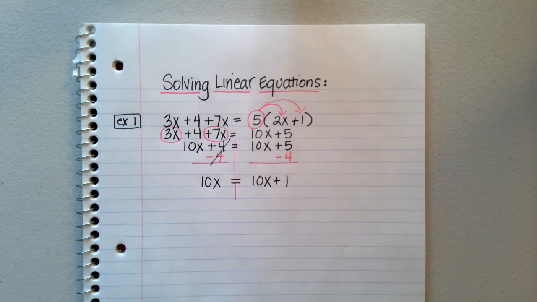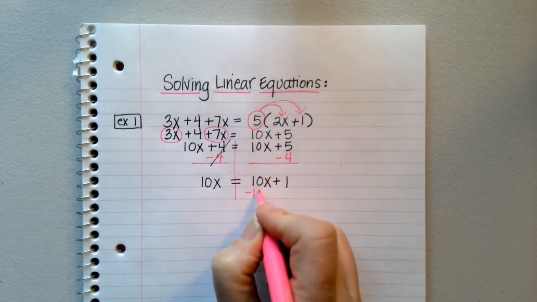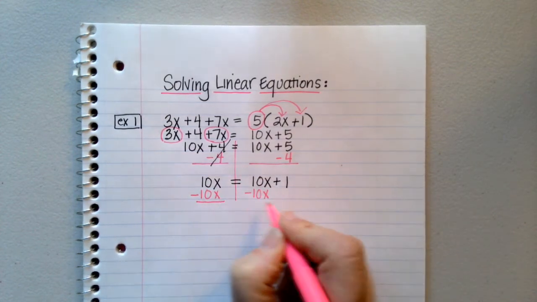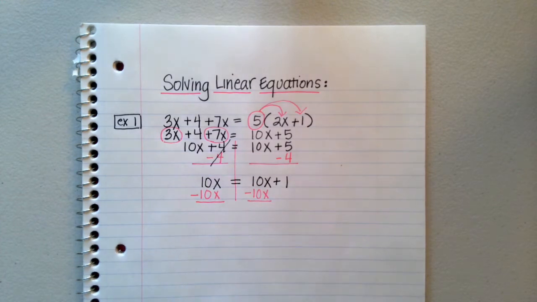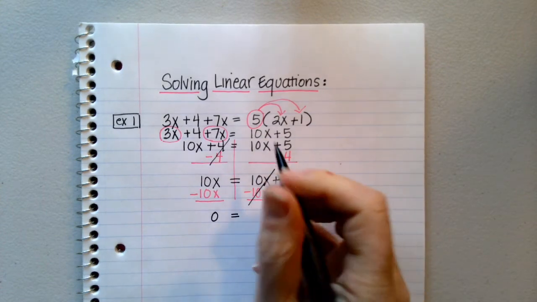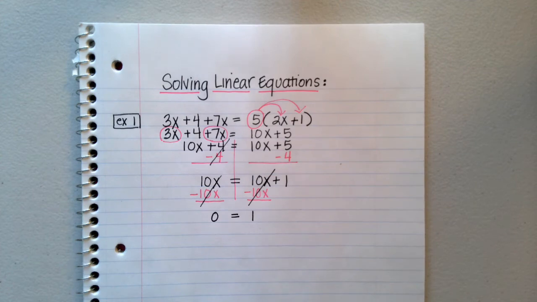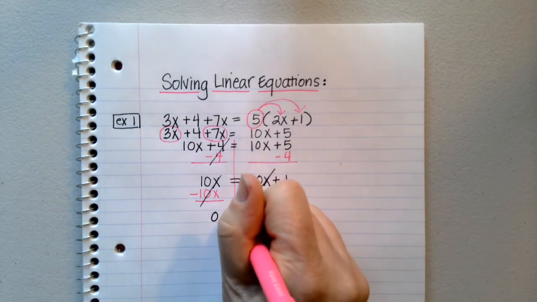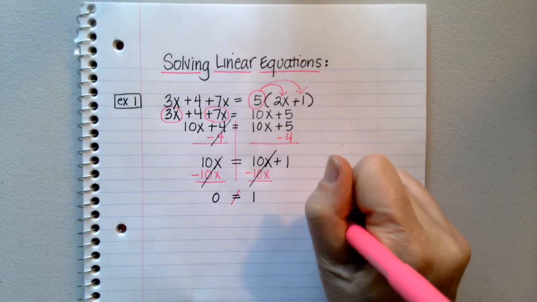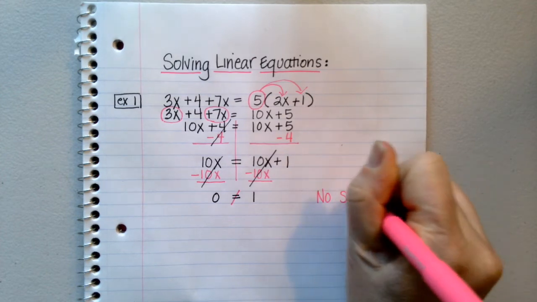Now I need to combine my 10x. This is a positive 10x, so I'm going to subtract 10x. When I subtract 10x over here as well, what is anything minus itself? That's just 0. On this other side, all of this cancels, and I'm still left with 1 over here. Well, does 0 equal 1? That is not a true sentence. 0 does not equal 1. So this is an example of a linear equation that has no solution.